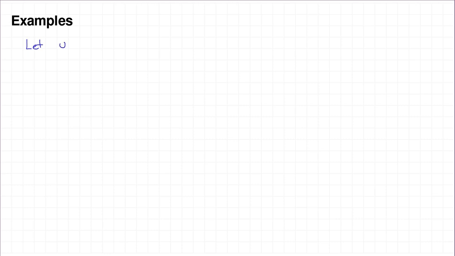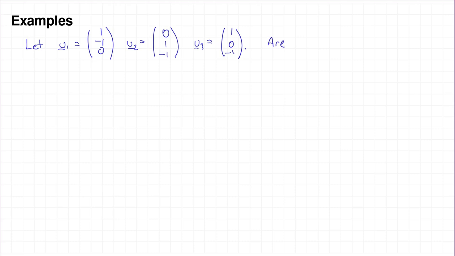So this time we will take u1 to be (1, -1, 0), u2 to be equal to (0, 1, -1), and u3 to be equal to (1, 0, -1). And we're going to ask, well, let's put this another way. Do u1, u2 and u3 span R cubed?